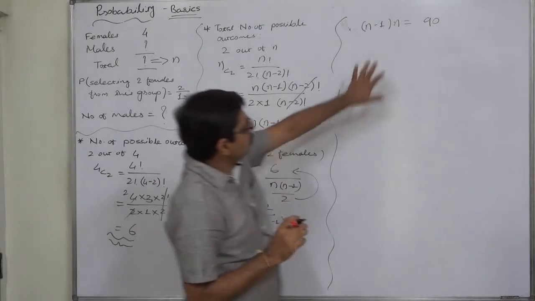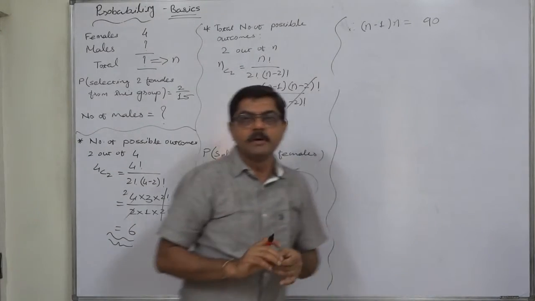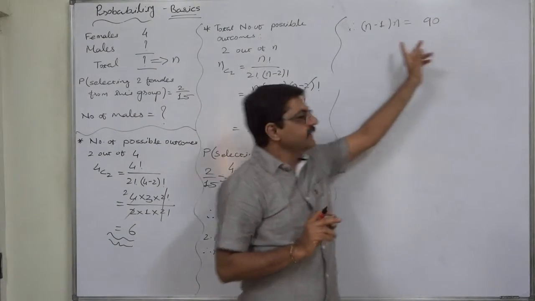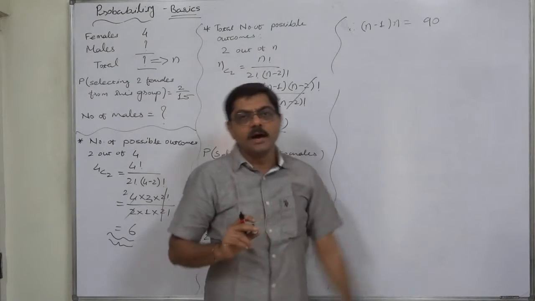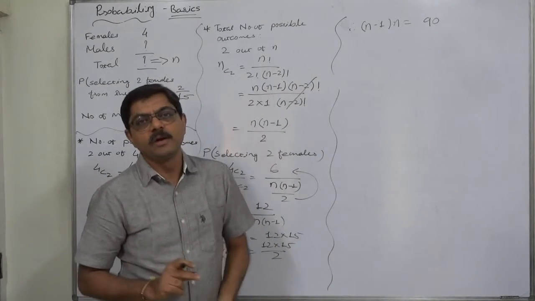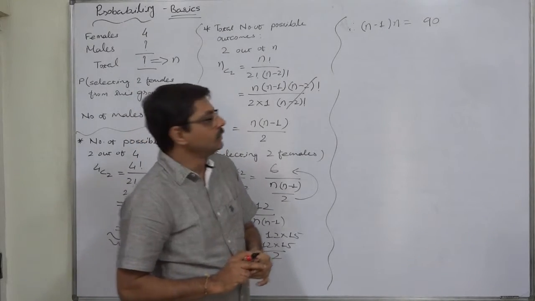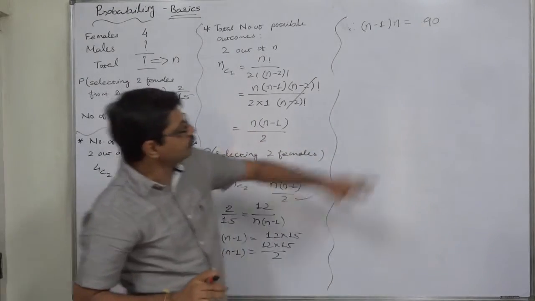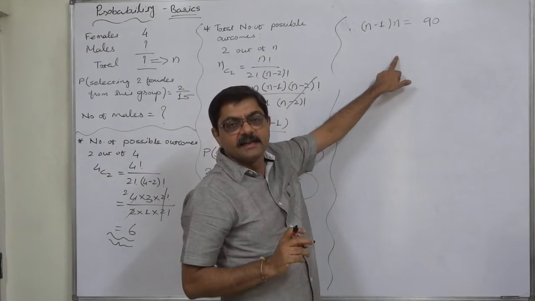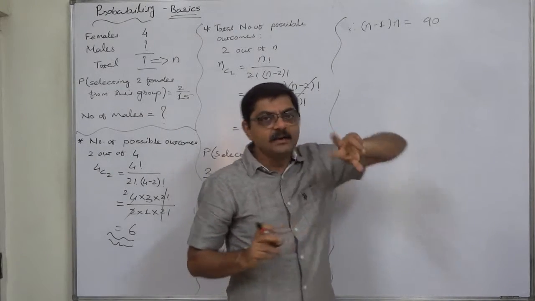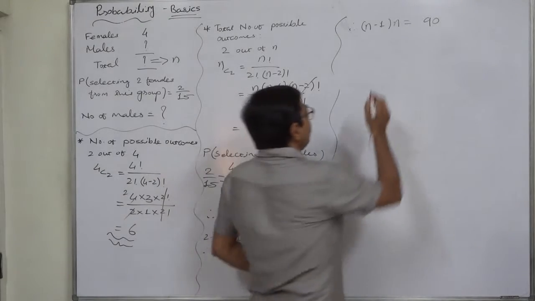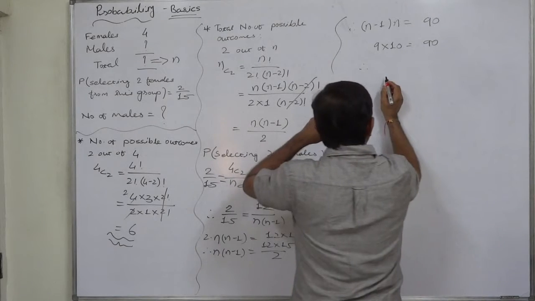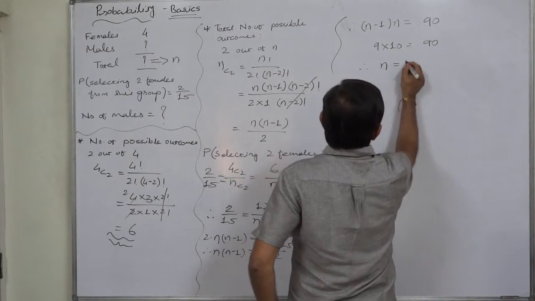That means the product of two consecutive numbers is 90. Now if the product has a single zero, we can say that either of these two is 10 or a multiple of 10. So if we believe that one of these two is 10, the other should be 90 divided by 10, that is 9. 9 and 10 are consecutive numbers. So we were in search of these two numbers, and n comes to 10.